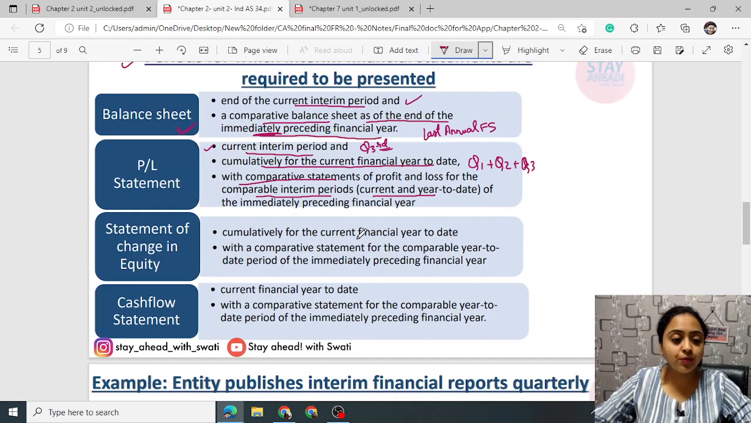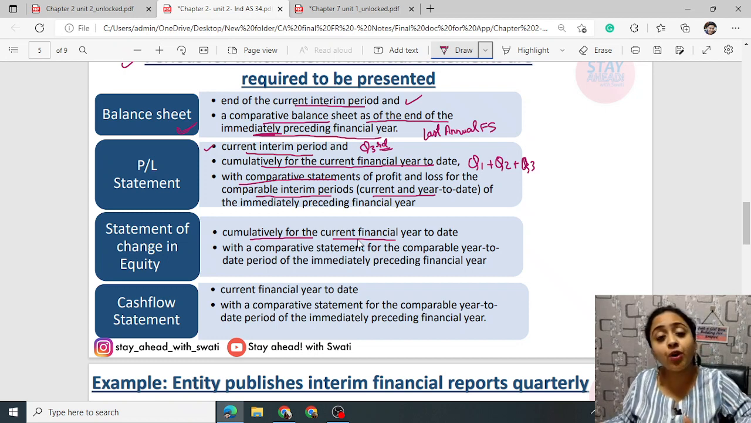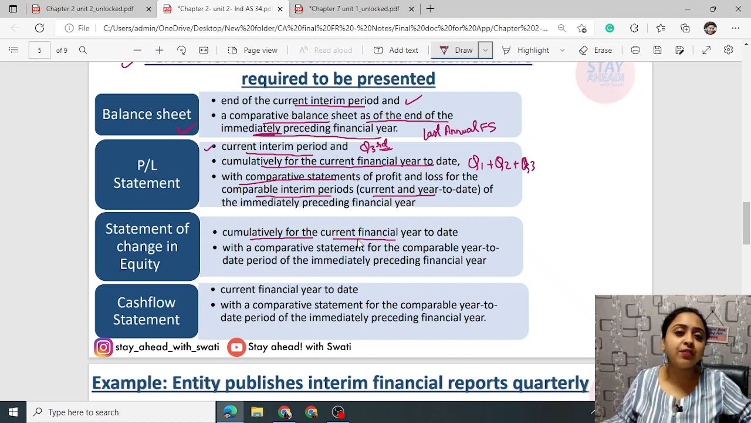Next, cash flow. Statement of change in equity cumulatively for the current financial year to date, that means till the quarter. If it is quarter 1, then the cumulative and the current period will be same. But if we talk about quarter 2 or quarter 3, then cumulative figures will be quarter 1, 2, 3 till date, and the current figure will be only quarter 3rd or quarter 2nd, whatever.